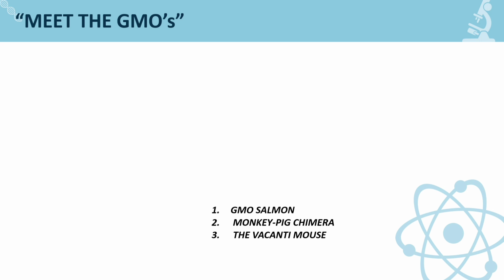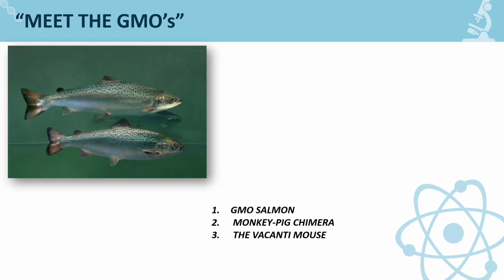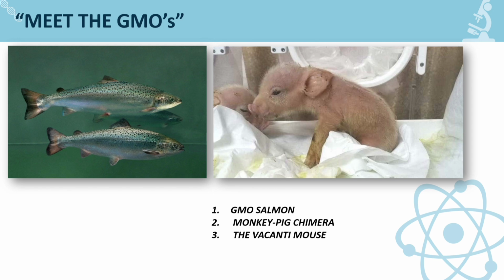So let me show you some images of genetically modified or genetically engineered organisms. The first one is genetically modified salmon. As you can see, the upper fish, which is larger in size, is a genetically modified salmon. As you know, normal salmon takes time to grow, right? So genetically modified salmon will grow larger and in less time as compared to a normal one, right?